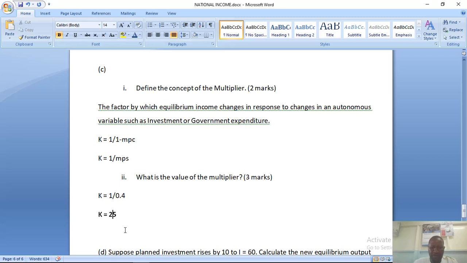The multiplier is 2.5. So what will be the change in equilibrium income? It is the change in investment multiplied by the multiplier. So if investment, say, increases by 5, the equilibrium income is going to increase by 5 times the multiplier. If government increases its expenditure, say, by 10 billion, the increase in the national income is going to be 10 billion multiplied by the multiplier 2.5.